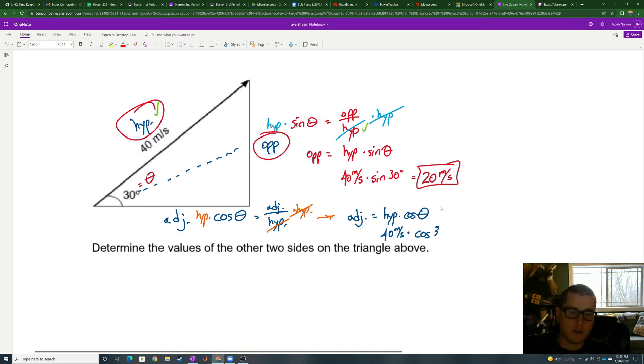My calculator's in degrees. So in my calculator, I'm going to do 40 times cosine of 30 this time. And I get 34.6.